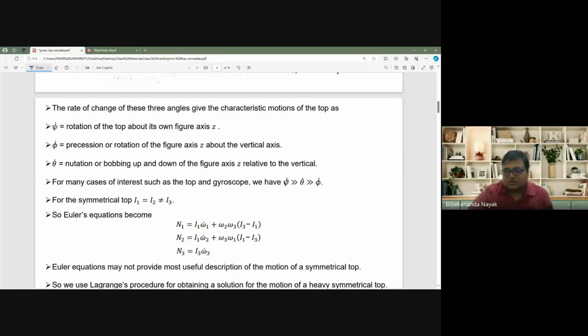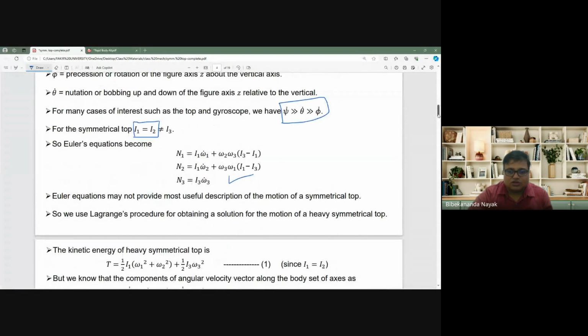For many cases, the condition is psi dot much greater than theta dot much greater than phi dot. Symmetrical top means here we take I1 equal to I2 and not equal to I3. Putting I1 equal to I2 in that equation, we get I1 omega dot plus I3 omega 3 dot. So Euler equations may not provide the most useful description of motion of a symmetric top. So we use Lagrange's procedure to obtain the equations of motion: calculate T minus V and proceed.